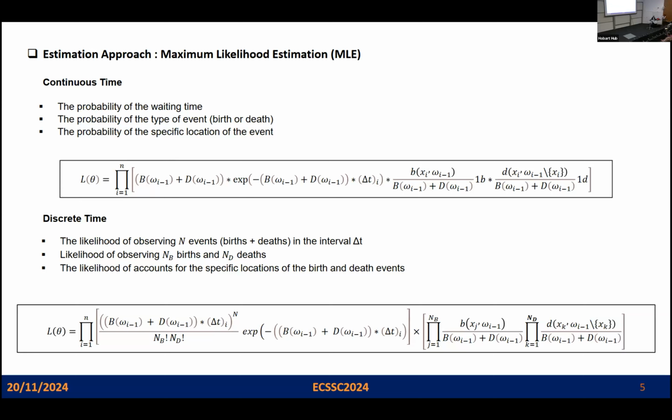And similarly, I have proposed the likelihood function for the discrete time as well. Here also I am considering 3 probability terms. The first one is the likelihood of observing n events, and the second term is the likelihood of observing NB births and ND deaths. For this purpose, I am using binomial distribution. And the last term is the probability of specific locations, similar to the previous continuous time case. These two are the newly proposed likelihood functions for the parameter estimations.